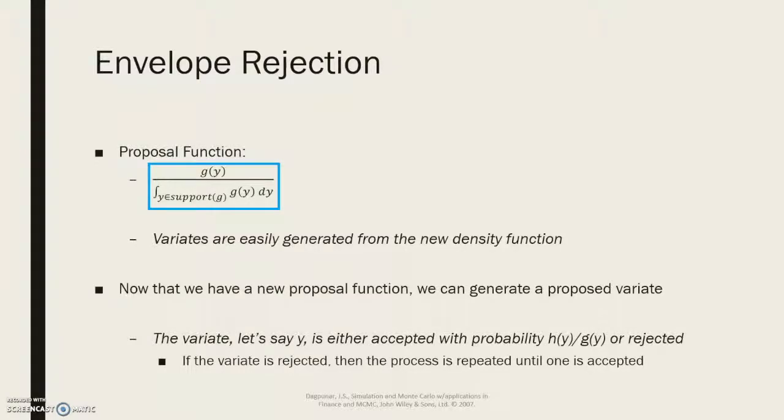Now that we have a new proposal function, we can generate a proposed variate. The variate, let's say y, is either accepted with a probability of h of y over g of y, or it's rejected. And if this variate is rejected, then the process is repeated until one of the proposed variates is accepted.